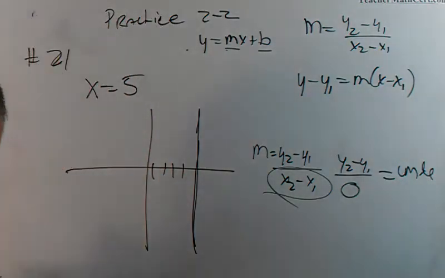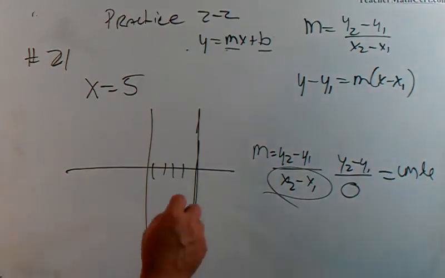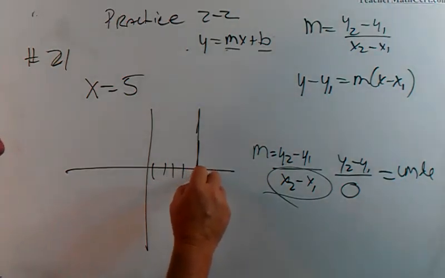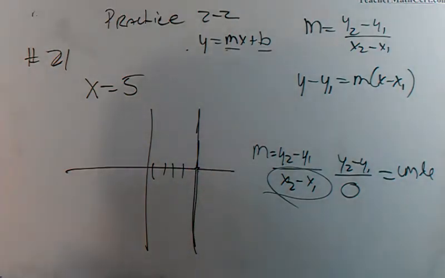Okay, and let's see what they say. So undefined for the slope. And then I'm not sure what they're asking for here. Where it crosses the x-axis is 5, 0, right? All right, and that is the end of the quiz.